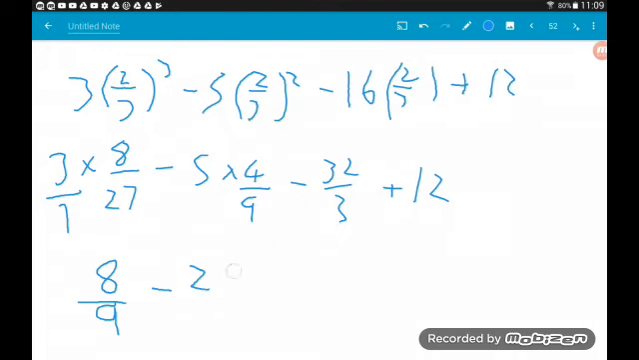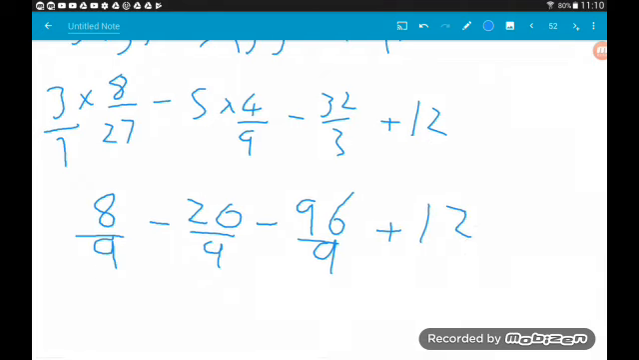And then minus 5 times 4 ninths is going to give us minus 20 ninths. And then we've got minus 32 thirds. Given though that these two terms before it are in terms of ninths, we want this term to be in terms of ninths too. So if we multiply the top and bottom by 3, we are going to get minus 96 ninths, plus 12.